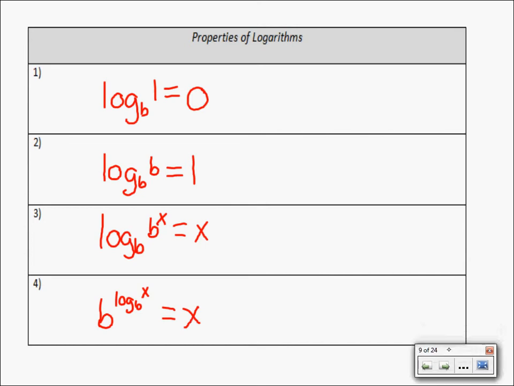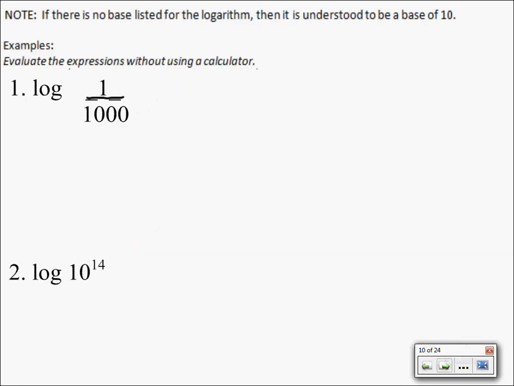There's going to be some important properties to remember when solving some types of logarithmic equations. So let's look. Remember, if there's no base for the logarithm, that is understood to be a base of 10. So for these examples, evaluate the expressions without using a calculator. We do not see a base, so we know that there's the automatic 10.